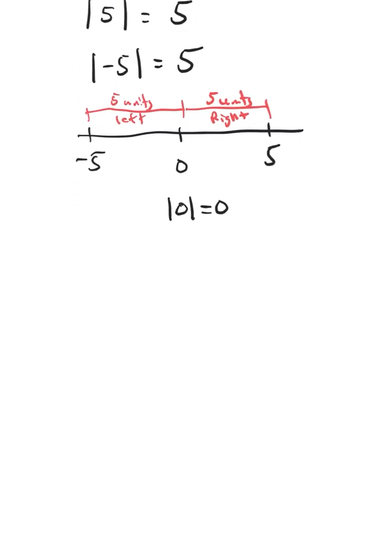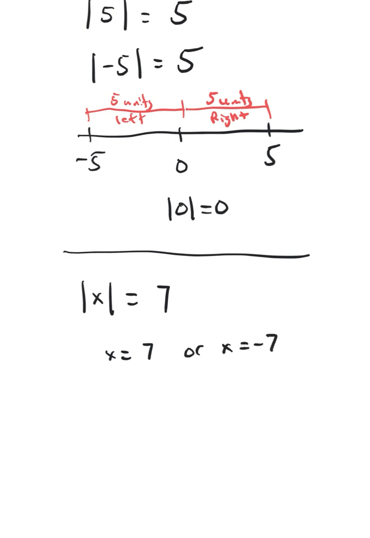Now, in terms of absolute value equations, let's think about this. If I have the absolute value of a number is, let's say 7, we're trying to find a number x whose absolute value is 7. The only two numbers that would make that true are x equals 7 or x equals -7, because both of them have an absolute value of 7. You may also note, if I had the absolute value of x equals, say, -2, that would be no solution, because no number has a negative absolute value. It's always going to be non-negative.